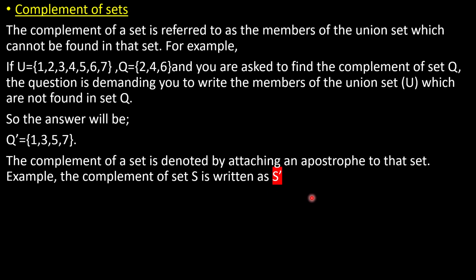You see, so the complement of set A will also be written as A apostrophe. The complement of set B will also be written as B apostrophe. The complement of D will also be written as D apostrophe. So to write a complement of a set, attach an apostrophe sign to that set. So the complement of S is written as S apostrophe.